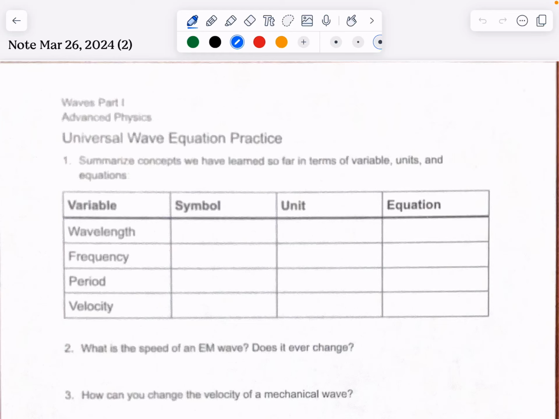All right, this video is going to go over pages 12 through 14, so we're going to do a lot of wave equation practice in here. But just a reminder to go back and look at your stuff prior to this.